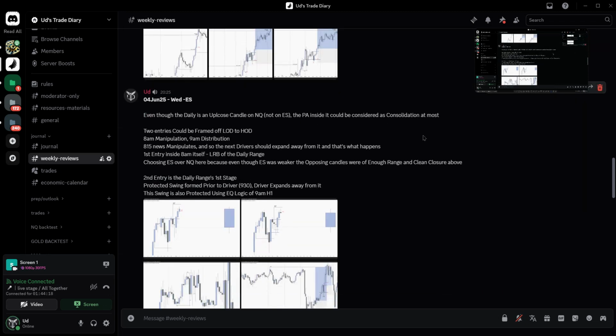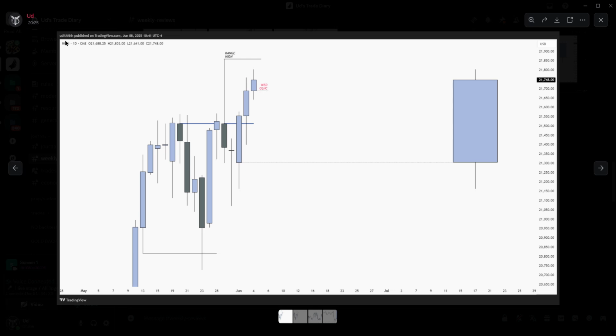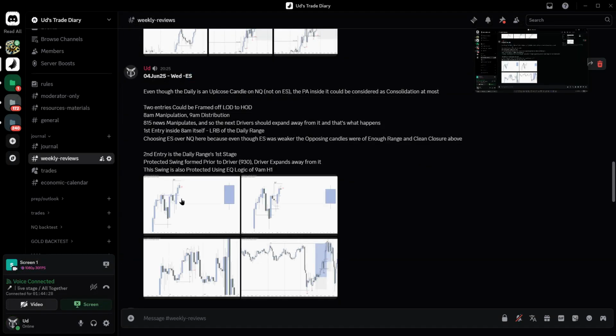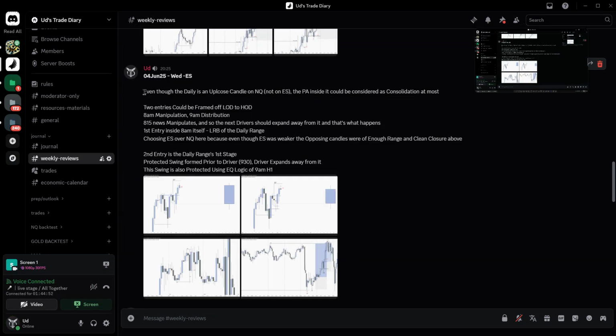So now, Wednesday. Let me come from the daily chart. This is NQ, but on Wednesday ES would have been the best one to frame. But why did I post NQ's chart? To tell myself again one important thing: on the daily chart Wednesday looks a proper up close candle, correct? But the lower time frame price action in here was consolidation at best. It was not an expansion day, right? I will show you that in a bit. So that is what I wrote.